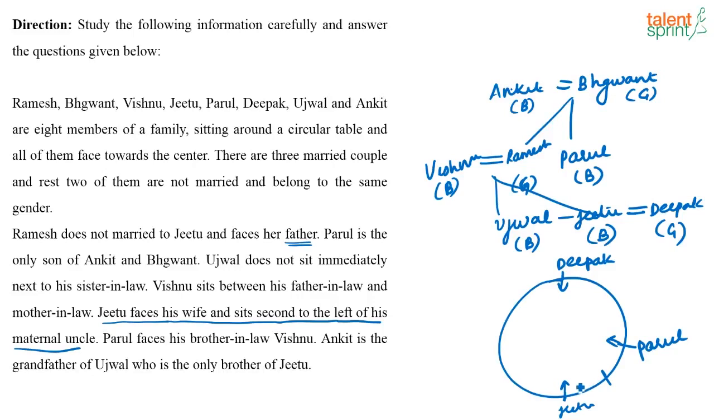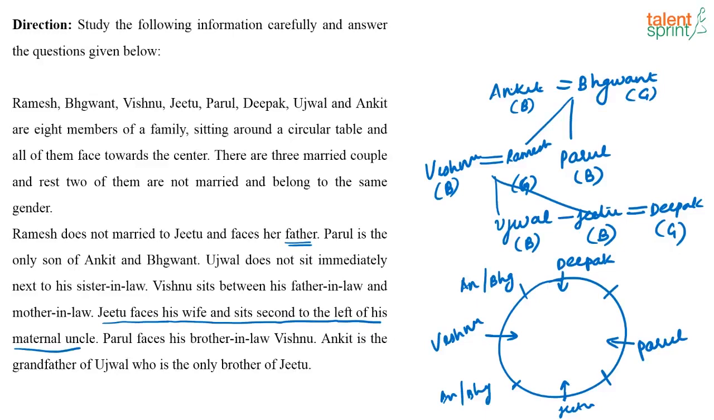So, totally how many people are there? There are 8 people. Parul faces his brother-in-law Vishnu. This is Parul, so this has to be Vishnu. Then, Vishnu sits between his father-in-law and mother-in-law. So, one of these has to be Ankit and one of these has to be Bhagwant. We don't know who is where. Vishnu is sitting between his father-in-law and mother-in-law. That much I know.